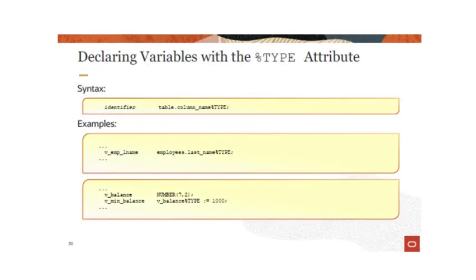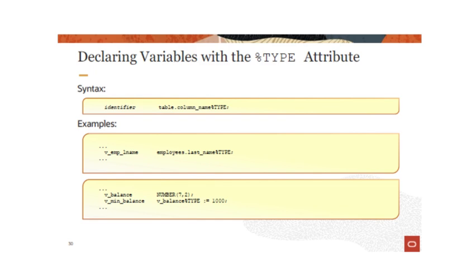Declare variables to store the last name of an employee. The v_emp_lname variable is defined to be of the same data type as the last_name column in the employees table. The %TYPE attribute provides the data type of a database column.